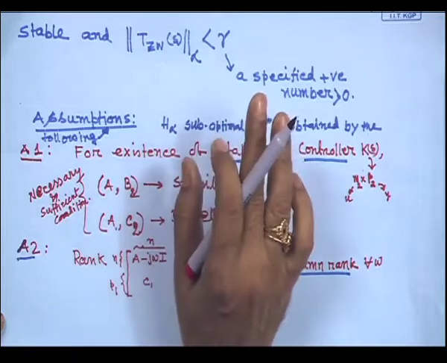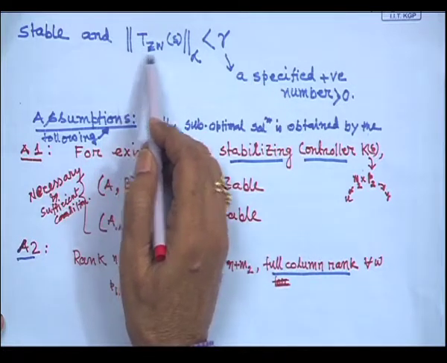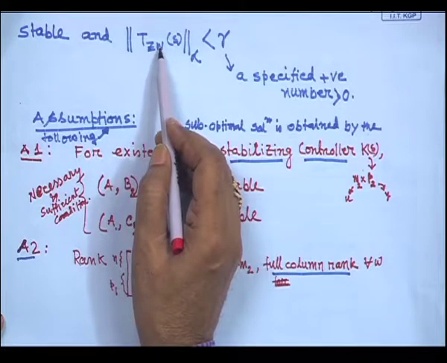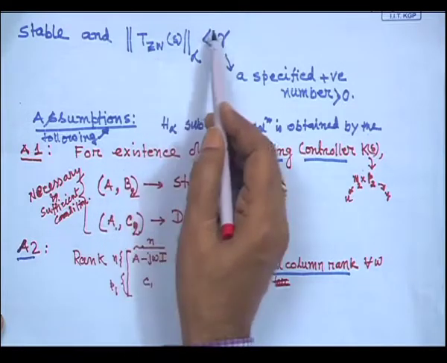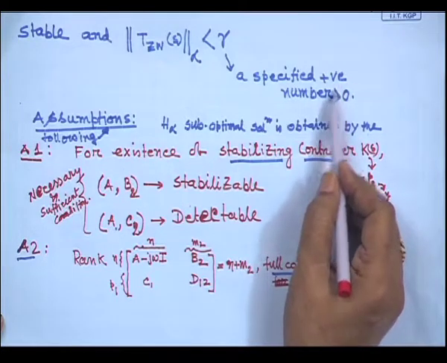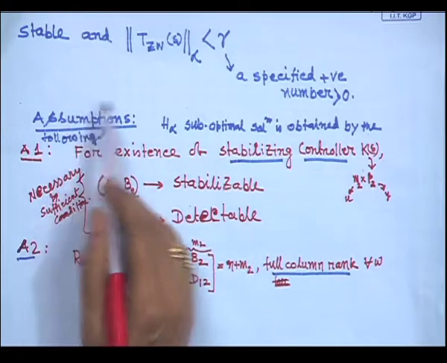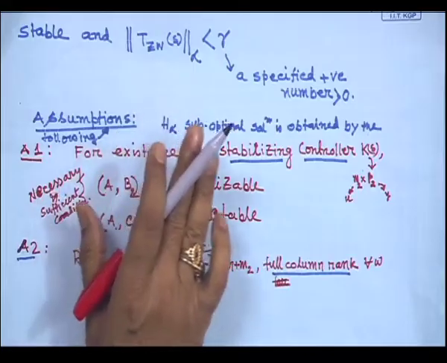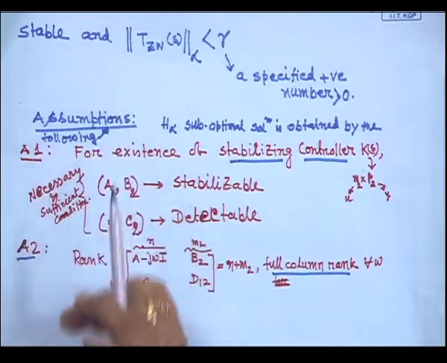We have to design K(s) in such a way that it stabilizes the closed loop system internally, as well as keeps the H infinity norm between the exogenous input W and the regulated output Z less than gamma, where gamma is some pre-specified positive value greater than 0. As I mentioned, we will not derive the detailed standard H infinity control problem; we will only give you the algorithmic steps.